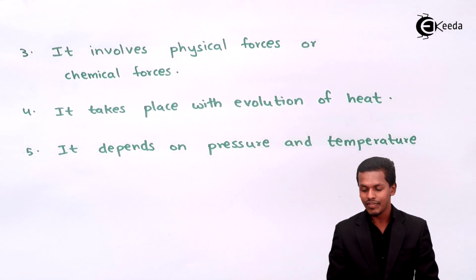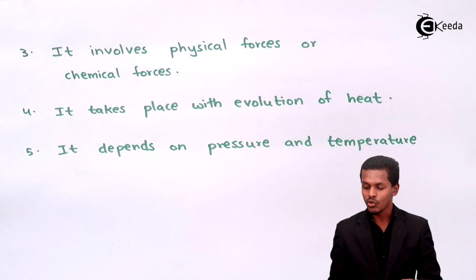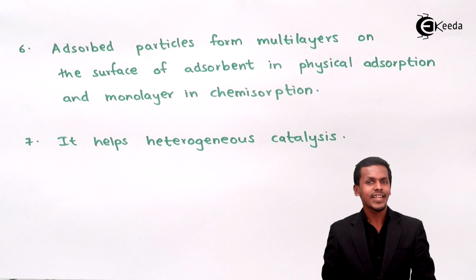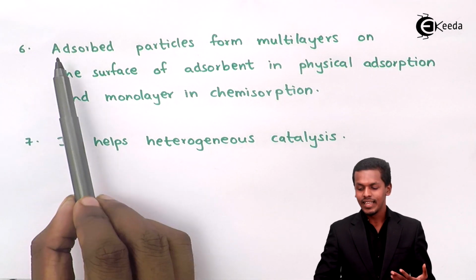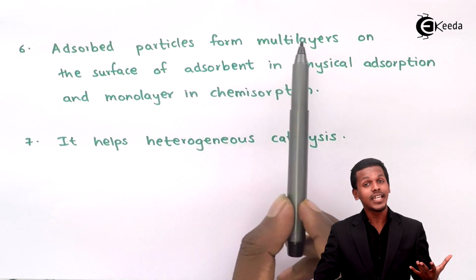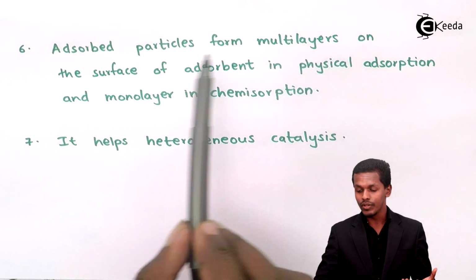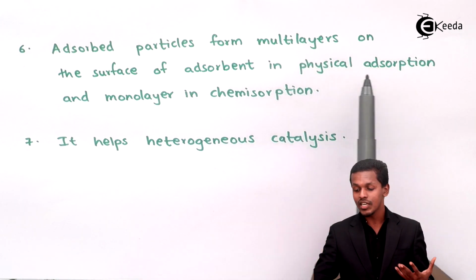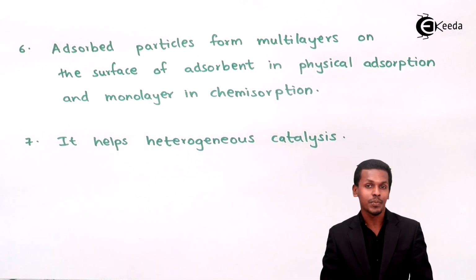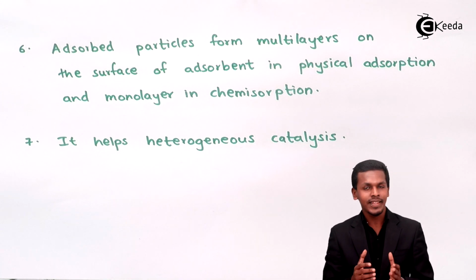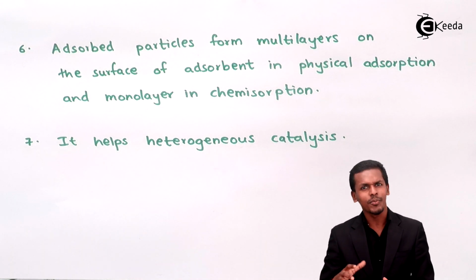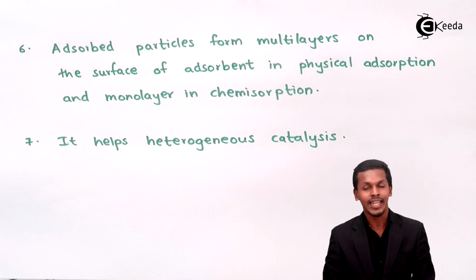So this is the fifth point that we have discussed, but there are also certain points that we have to discuss, and those are the characteristics of adsorption. The next point is that the adsorbed particles form multiple layers, or multilayers, on the surface of the adsorbent in physical adsorption, and monolayers in chemisorption. This is the main thing, and we are going to talk about it in deep detail in our next section also.